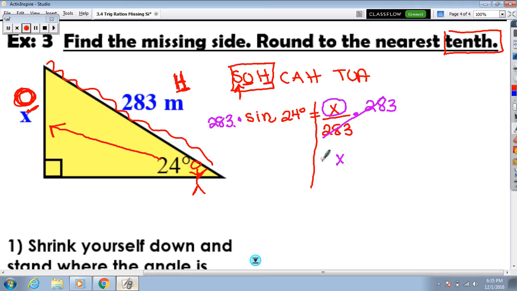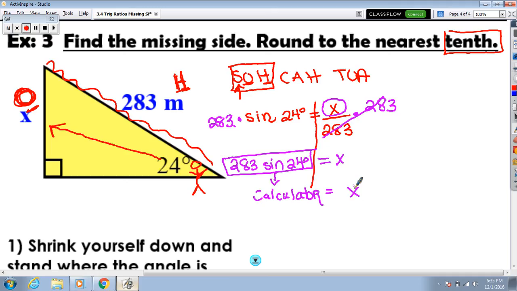So this will give me x equals, and all of this I'm going to type in my calculator, 283 times the sine of 24 degrees. And this goes in my calculator so that we can get the answer. All right, so 283 sine and then 24. All right, I press enter. Remember, we're rounding to the tenths place. That's one place behind the decimal.